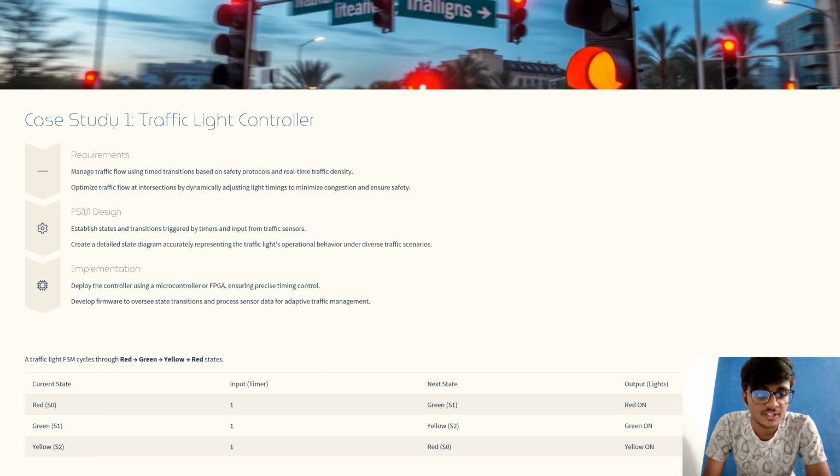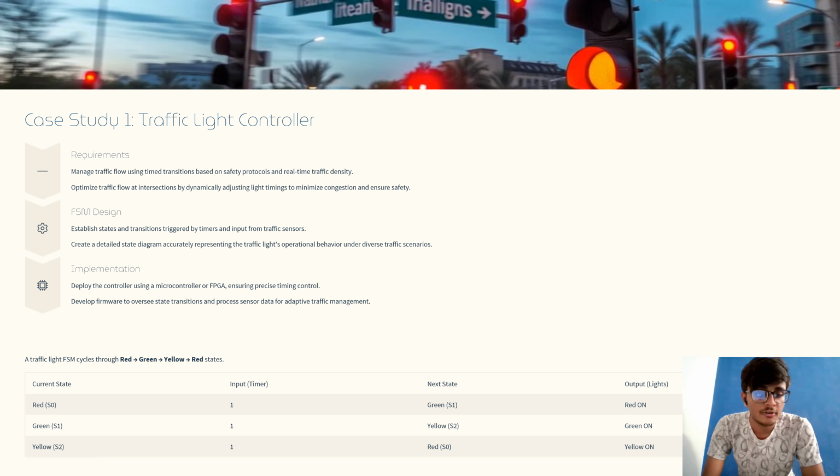Establish states and transitions triggered by timers and input from traffic sensors. Create a detailed state diagram accurately representing how the traffic lights operate under diverse traffic scenarios. Implementation of traffic light controller.